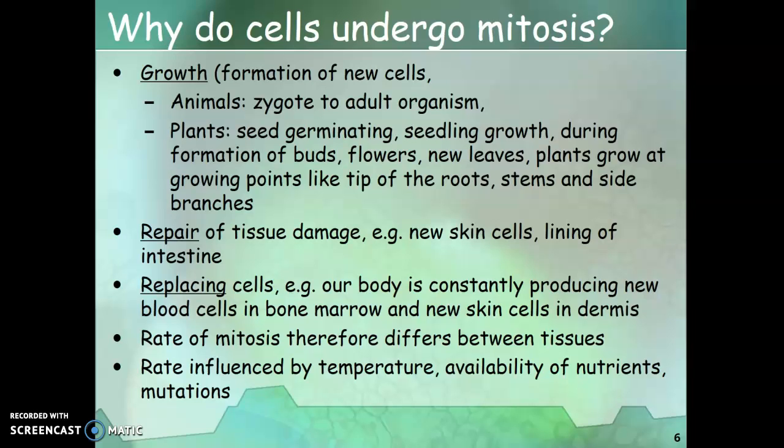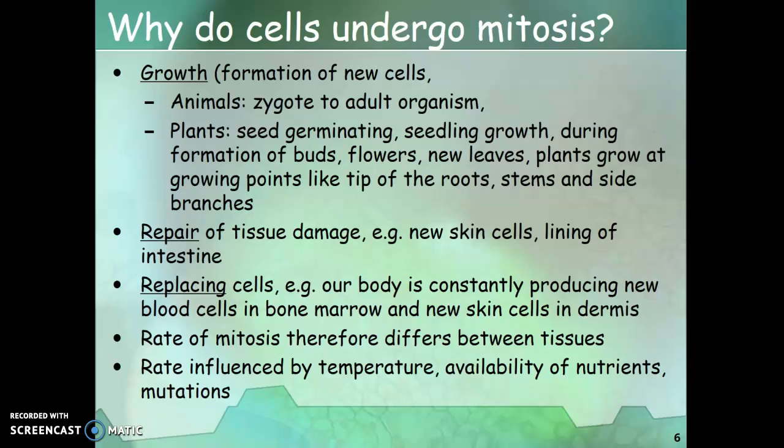Plants keep growing all their life because they continue to make new seeds. The seedlings need to grow. They continue to make new buds, flowers, leaves, and so on and so forth, whereas animals usually stop growing at a certain age. It's not true for every animal, like fish, for example, continue to grow, but most animals eventually reach their maximum size and stop growing.